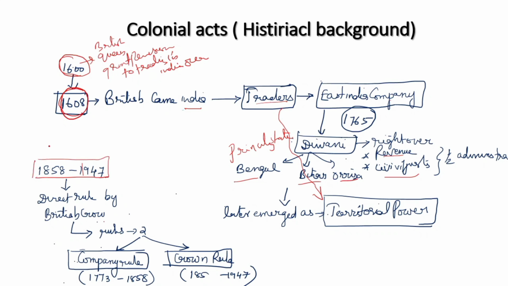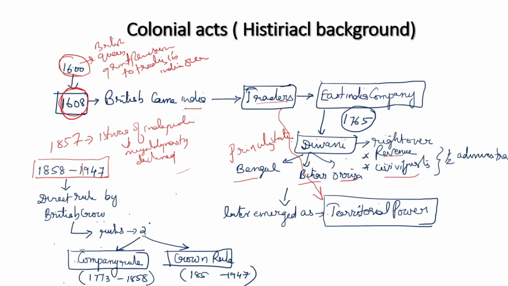So what happened in 1857? 1857 was the first war of independence. After the first war of independence, the Mughal dynasty completely declined in India. In 1858, the British Crown directly took over the ruling of India. So between 1858 and 1947, the British Crown directly ruled India.